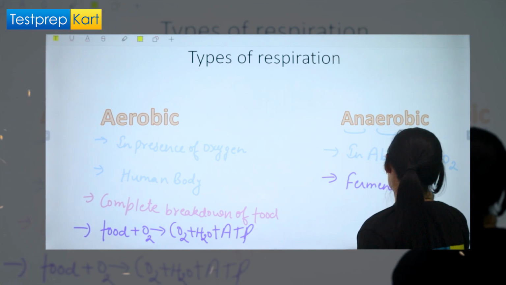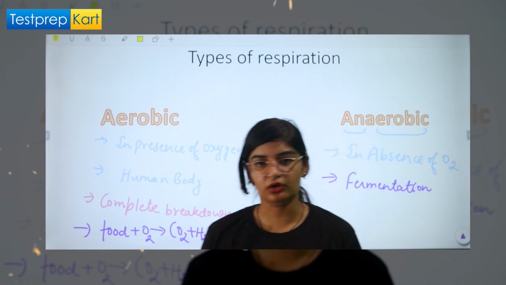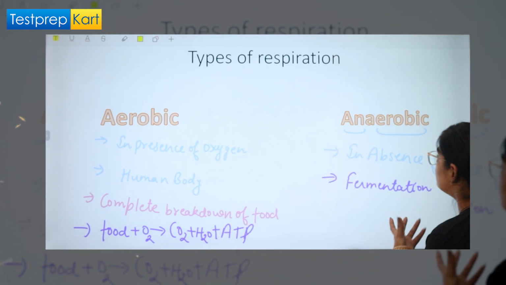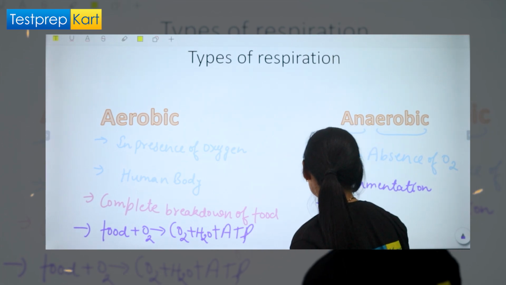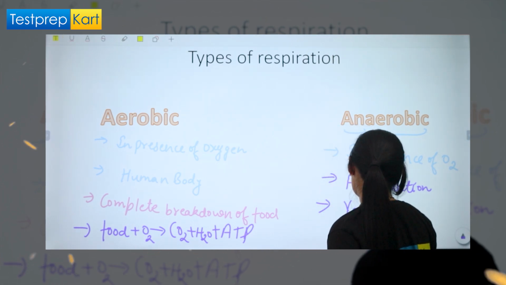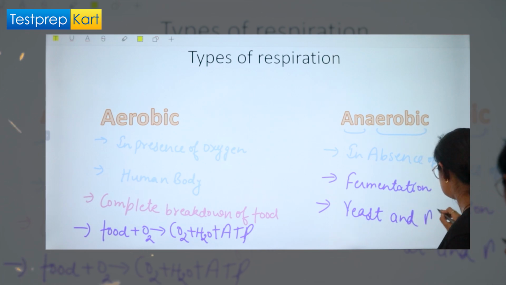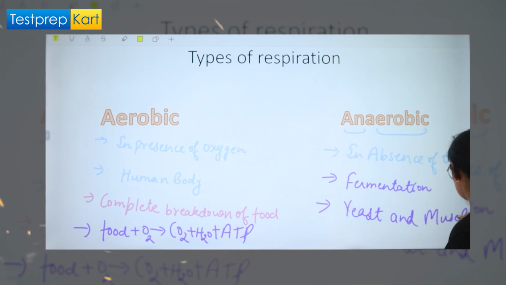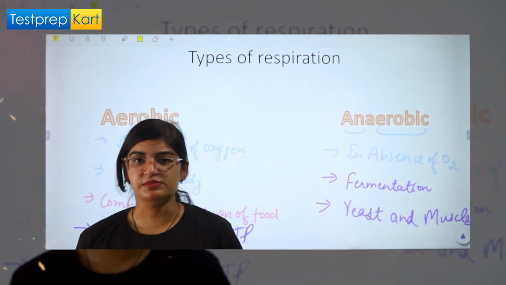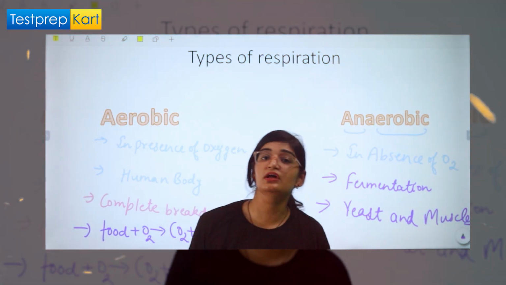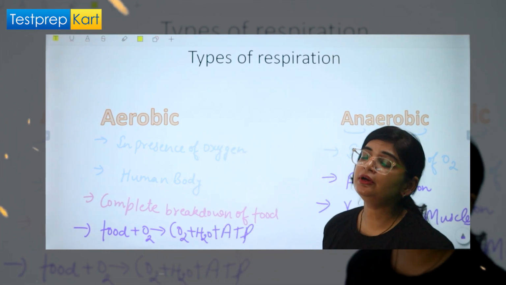Anaerobic respiration is also termed as fermentation, right? During anaerobic respiration, there is incomplete breakdown of food, right? Means there is not enough supply of oxygen. So it mainly occurs in yeast and inside our muscles, right? You must have heard that there are cramps. We say we have pain in our thighs, we have pain in our legs. That is due to the incomplete breakdown of food.